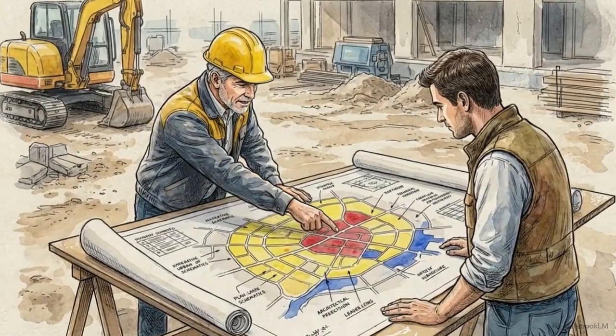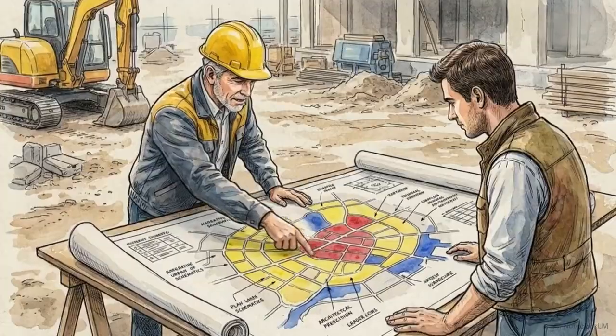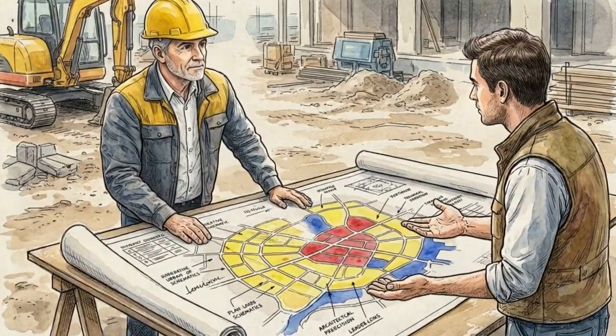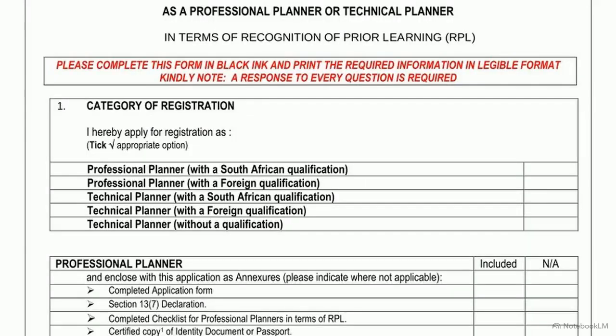Practitioners with extensive field experience who lack an accredited qualification may apply via the Recognition of Prior Learning, or RPL, route. On the RPL application form, your first step is to select your registration category, indicating whether you are applying as a professional or technical planner.